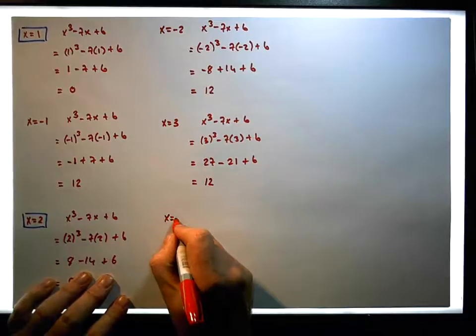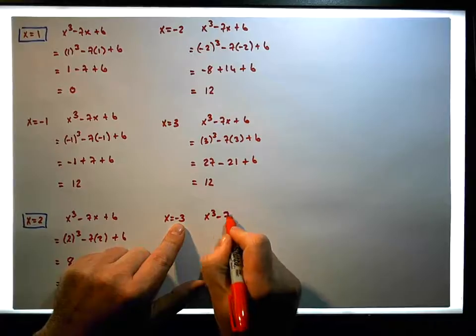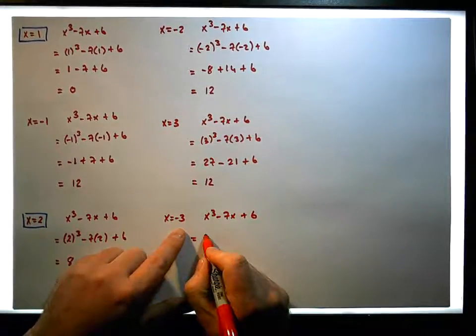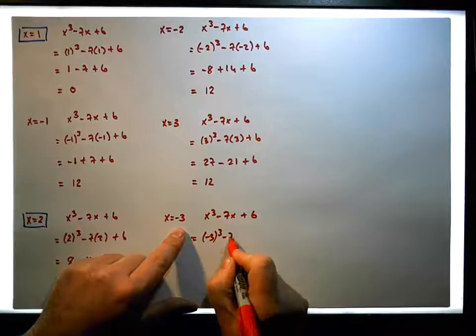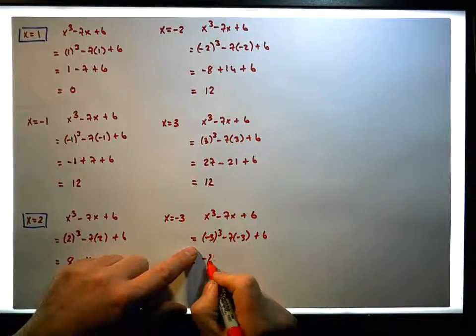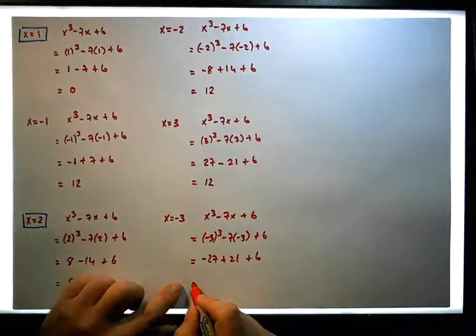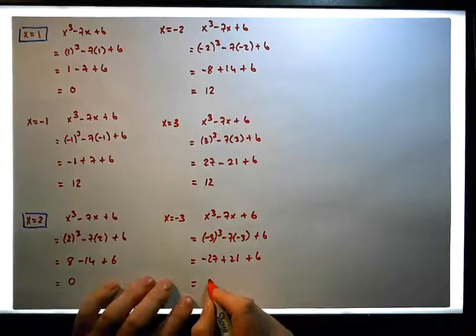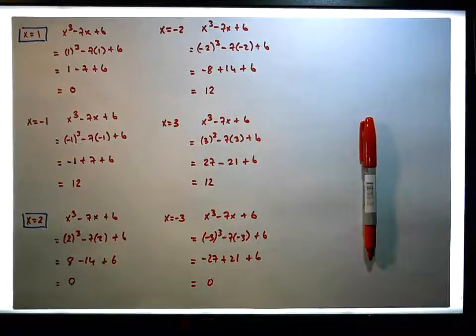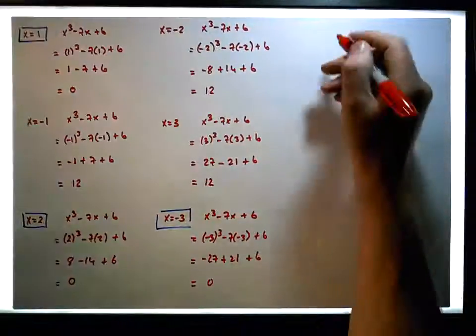What about x is equal to minus 3? Now x cubed minus 7x plus 6 becomes minus 3 cubed minus 7 times minus 3 plus 6. Minus 3 cubed is minus 27. This gives us plus 21 plus 6, which is equal to 0. So now we have another root, that x plus 3 must be a factor of the polynomial. We can continue on and look at 6 just to exhaust this out.